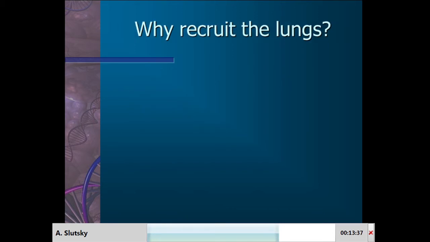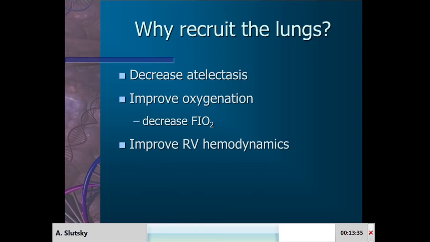So why do we recruit the lungs? Why should we bother recruiting the lungs? Well, a number of reasons. One is to decrease atelectasis. That'll lead to an improvement of oxygenation. That's been known for many years, at least 50 years, and to improve right ventricular hemodynamics.